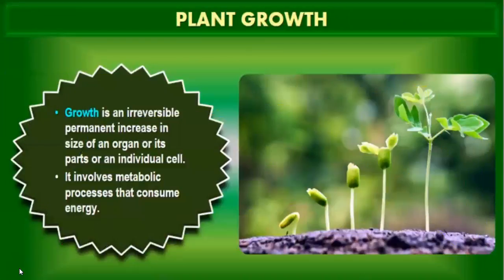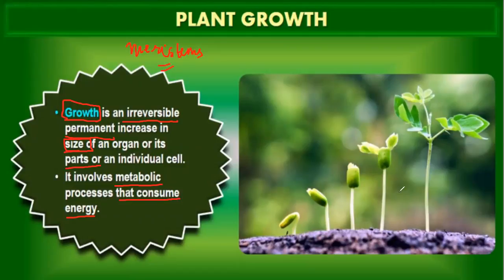So let's move on. What is growth? Growth can be defined as an irreversible, permanent increase in the size of an organ or a part of an individual cell. It involves metabolic processes that consume energy. Is it clear? Growth in plants is put forth continuously throughout their lifespan with the help of certain structures called meristem.